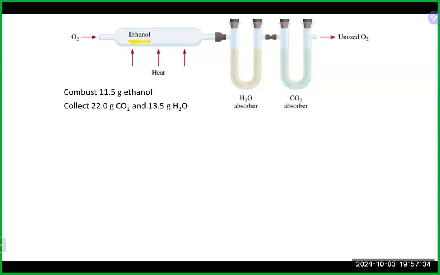So this is the setup here. We throw some oxygen in, we heat it up, the ethanol starts to release some water and CO2. We have some absorbers there that will catch all those things. In this particular case, we started with 11.5 grams of ethanol. Ethanol contains carbon, hydrogen, and oxygen, as we've seen previously. And we did collect 22 grams of CO2 and 13.5 grams of water.